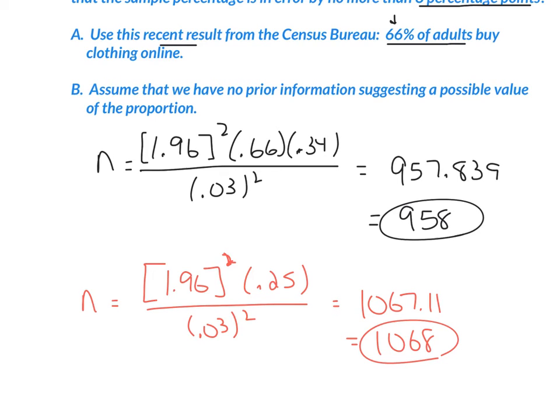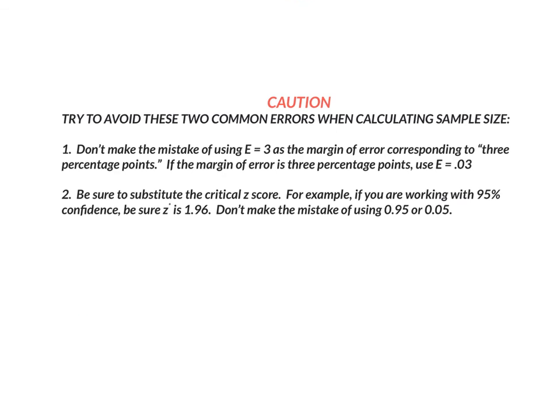So to interpret what that means, it means this: to be 95% confident that our sample percentage is within 3 percentage points of the true percentage for all adults, we should obtain a simple random sample size of 958 if we know p, and 1,068 if we do not know p hat. All right, and that's all there is to it. So those two formulas are what you're going to be using majority of the time tomorrow.